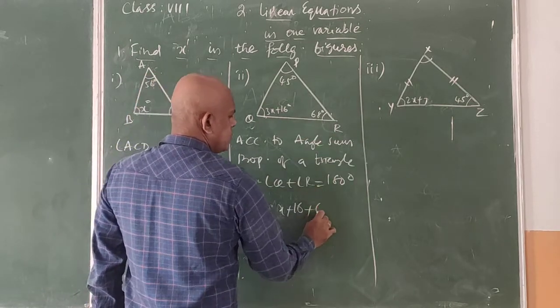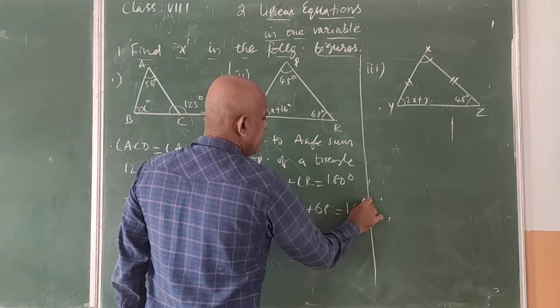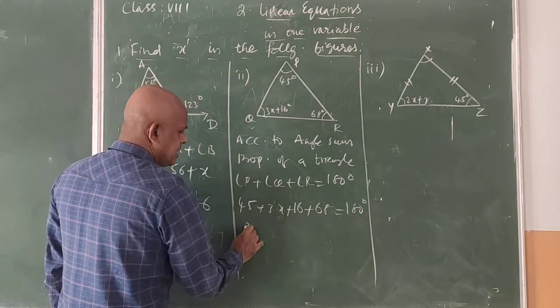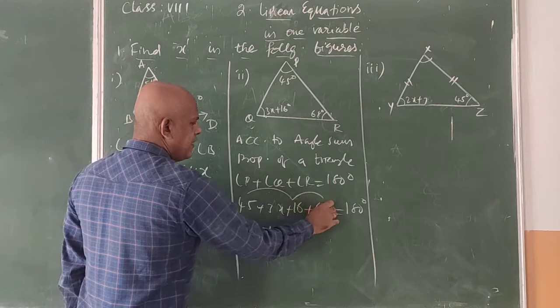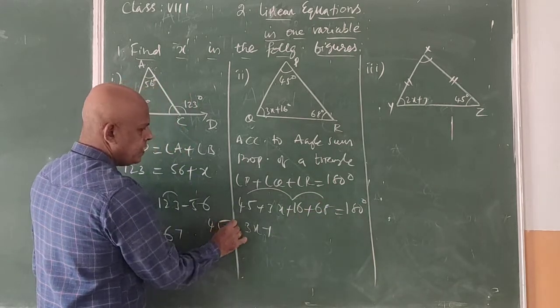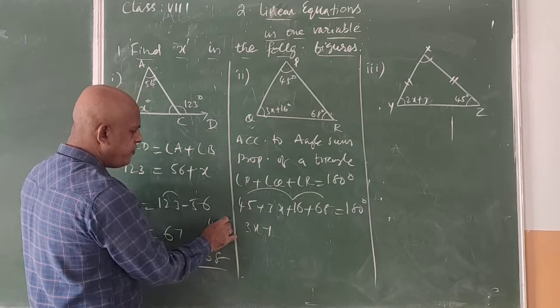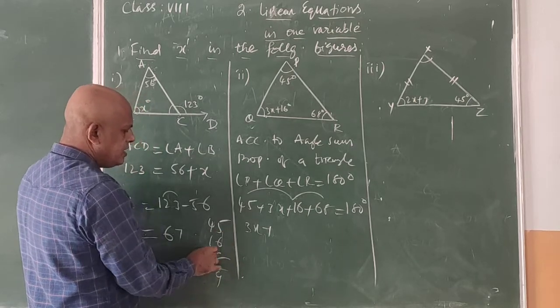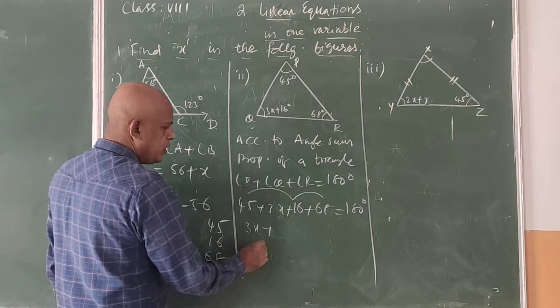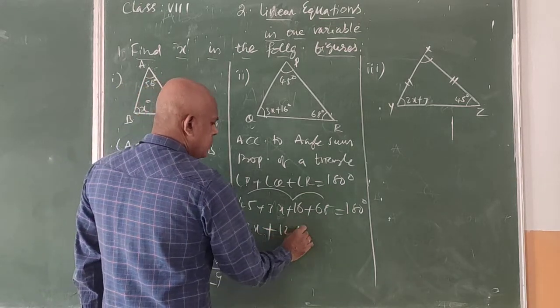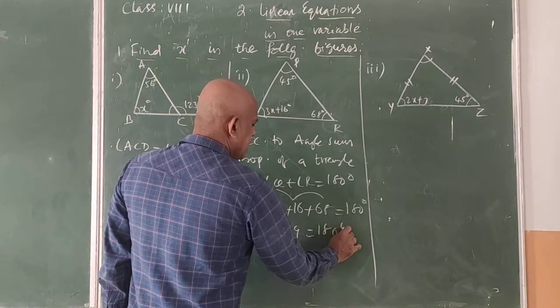Angle R plus 68 plus 45 is equal to 180 degrees. So here, keeping 3x as it is, now we will add these three values: 45, 16 and 68. That gives 129. So 3x plus 129 is equal to 180 degrees.